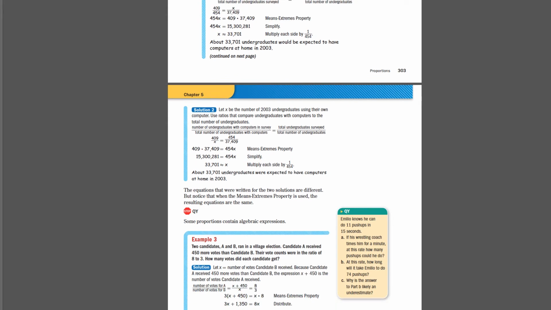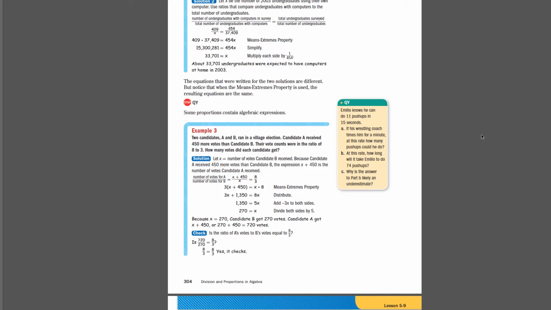And finally, we can end up with some of these proportions that are going to be algebraic expressions. We have two candidates, A and B, and they ran in a village election. Candidate A received 450 more votes than candidate B. Their vote counts were in the ratio of 8 to 3. How many votes did each candidate get? Well, we know that the proportion of A to B is equal to 8 over 3. We know that candidate A had 450 more votes than candidate B.